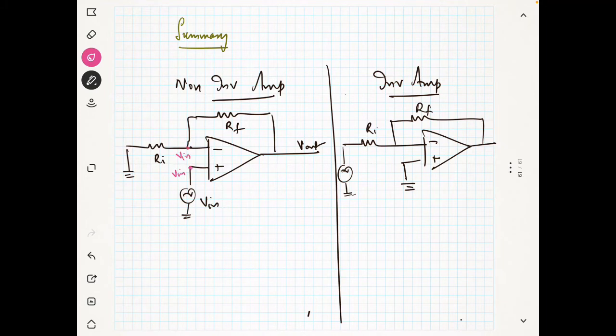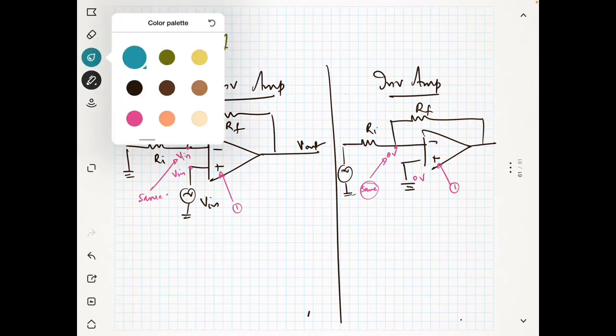Now here on the inverting side, this is 0 volt, this is also 0 volt. So you have to first look here, look here, right? Then see what is the voltage. You can assign the same voltage here. Here it will be same. Then you can apply the Kirchhoff laws.